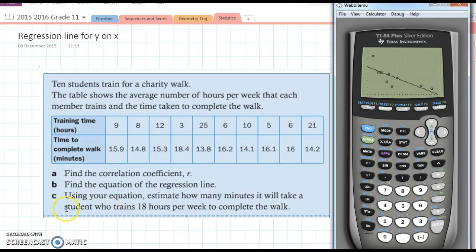Now the next part of the question says, using your equation, estimate how many minutes it will take a person who trains 18 hours to complete the walk. We can look at 18 hours because it's within the scope of training hours that we looked at. It's greater than 3, but less than 21. So we can use our equation to predict how long it will take someone who trains 18 hours to complete the walk.